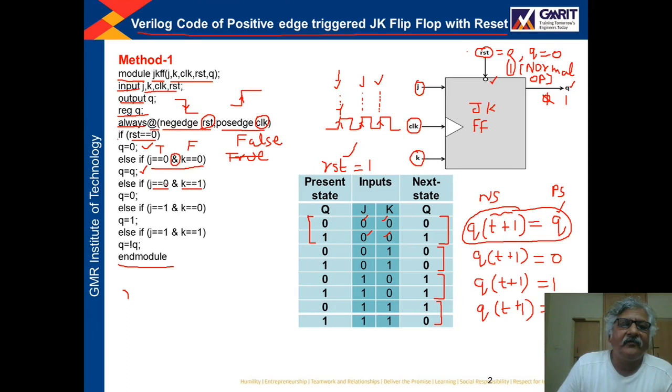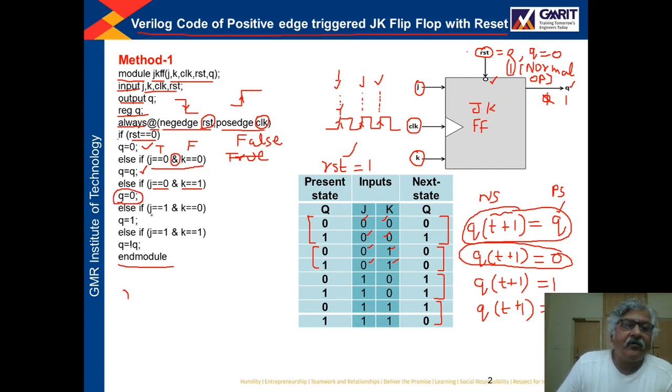If this condition is true, then you see in these two rows, J is 0, K is 1, J is 0, K is 1. In this case, 0 will be assigned to Q. So this statement is written here, 0 is assigned to Q.